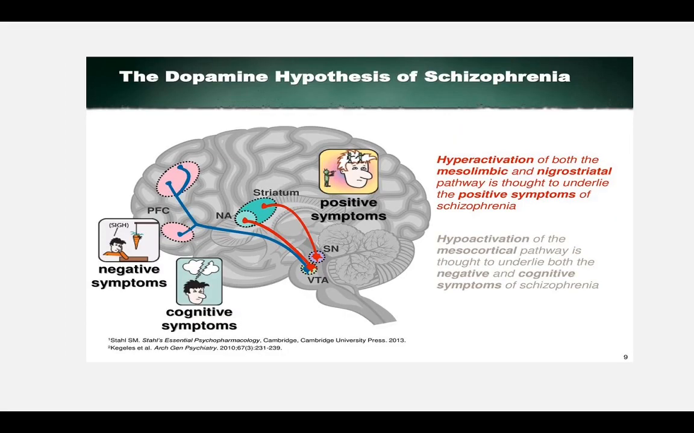Okay, now let's continue. What is the hypothesis with schizophrenia? As I have told you, positive symptoms stem from hyperactivation of both the mesolimbic and nigrostriatal pathways. The negative symptoms and the cognitive symptoms are hypothetically explained by hypo or less activation in the mesocortical pathway. So positive symptoms stem from the mesolimbic and disturbances in the nigrostriatal, and negative and cognitive symptoms stem from the mesocortical.